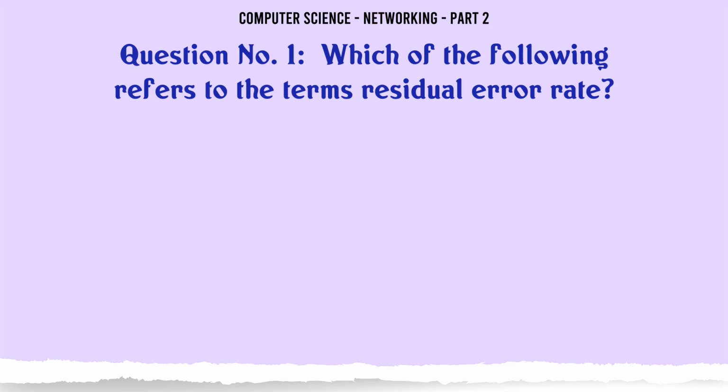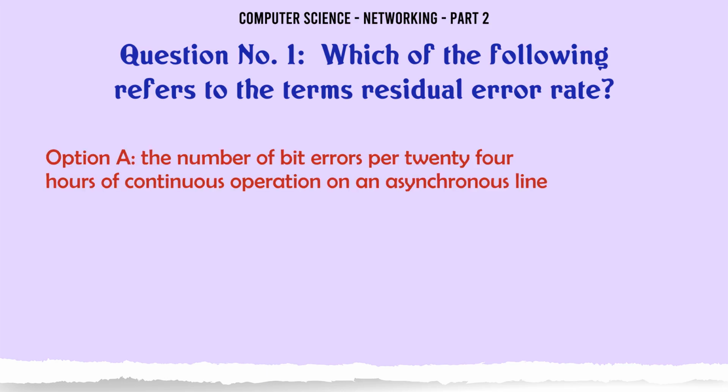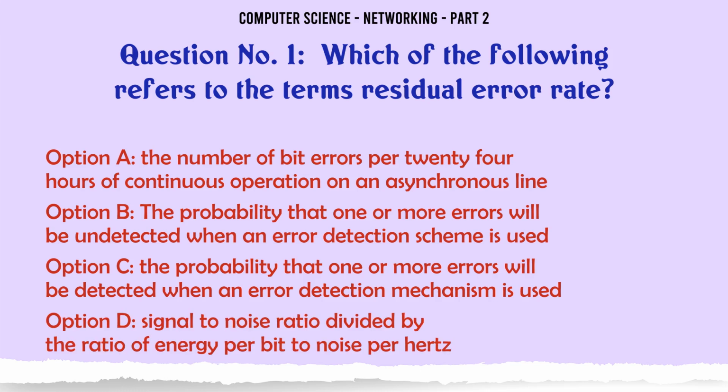Which of the following refers to the terms residual error rate? A. The number of bit errors per 24 hours of continuous operation on an asynchronous line. B. The probability that one or more errors will be undetected when an error detection scheme is used. C. The probability that one or more errors will be detected when an error detection mechanism is used. D. Signal-to-noise ratio divided by the ratio of energy per bit to noise per hertz.